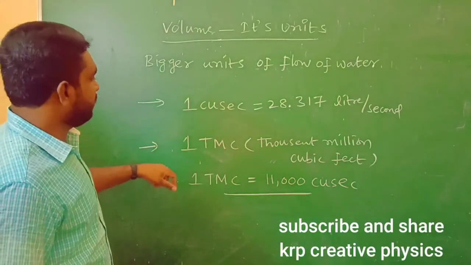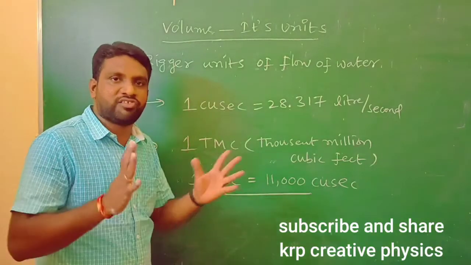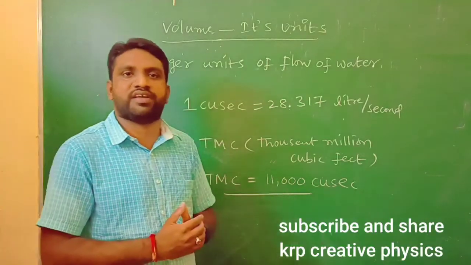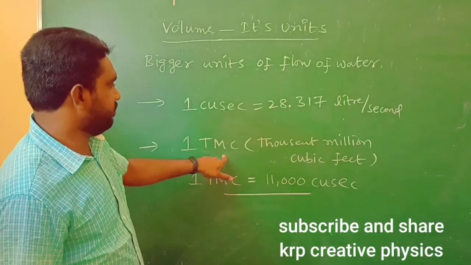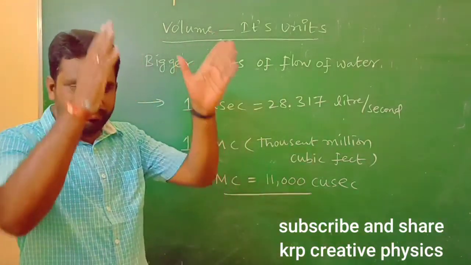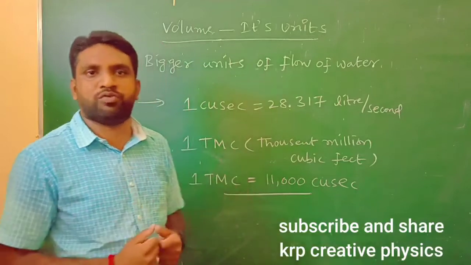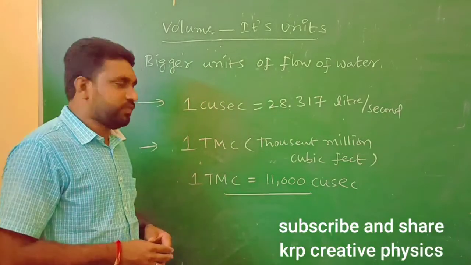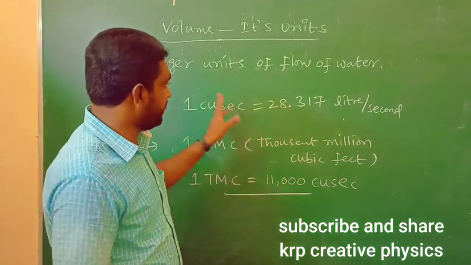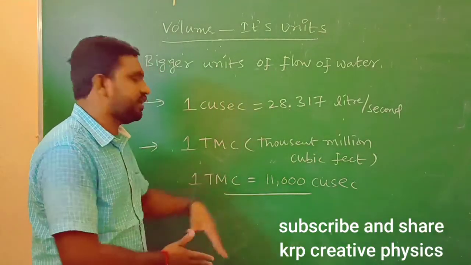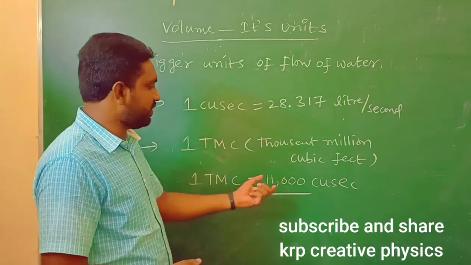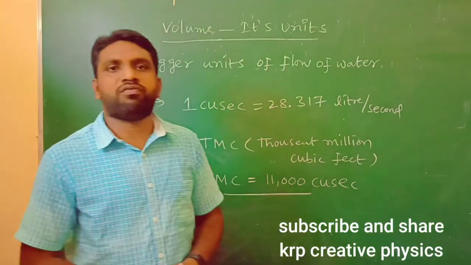So let's see the final one here. That is called TMC. This is a large quantity of water. This many TMCs of water are released into the ocean, like that. 1 TMC. What is the meaning of TMC here? 1000 million cubic feet. Quantity of the water. So here 1 TMC equals 11,000 cusecs. That is the relation between TMC and cusec. It is a bigger unit, a large unit, big compared to the cusec. 1 TMC equals what here? 11,000 cusecs of water here.